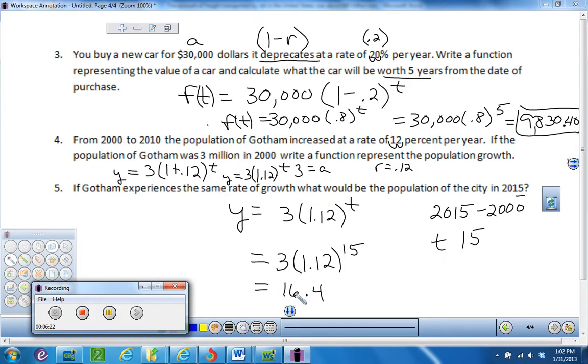Probably I would have rounded just to 16, but if you have 16.4 or something, you're okay. Normally we only round to however many decimal places we had here, and since we didn't have any here, I'd probably have left it at 16. But as long as you're around 16.4 or 16, that's good for this. But that's how you would handle these types of problems.